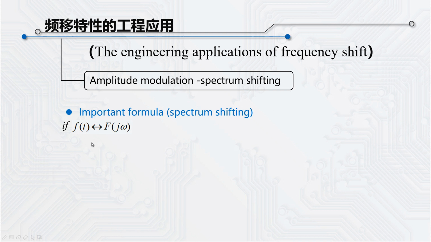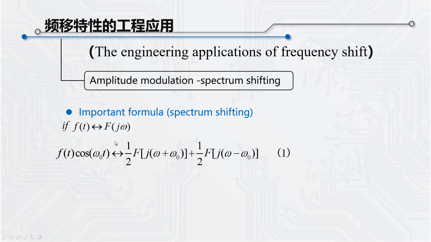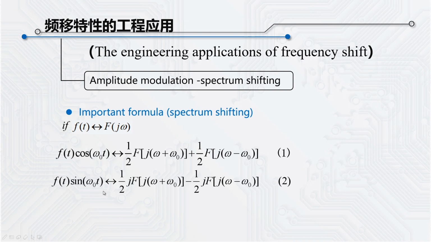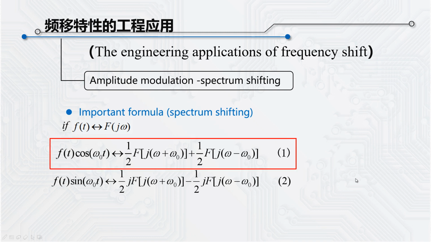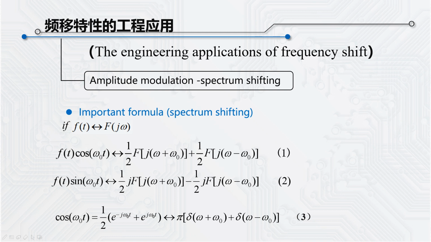First, if the Fourier transform of f(t) is F(jω), then f(t) times cos ω0t can be expressed by formula 1, and f(t) times sin ω0t can be expressed by formula 2. For formula 1 and formula 2, when f(t) is multiplied by a sinusoidal oscillation signal with equal amplitude, the spectrum of f(t) is shifted by ω0 units, and it is shifted to the left and the right, respectively.